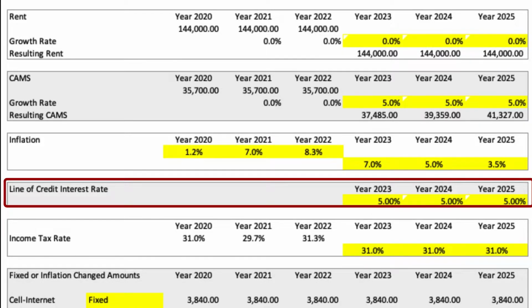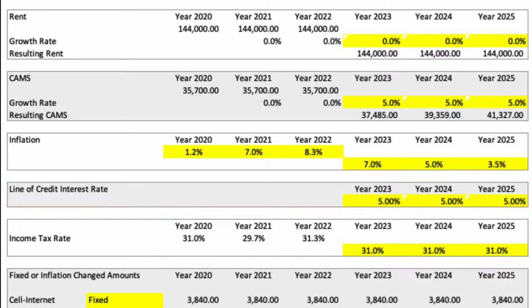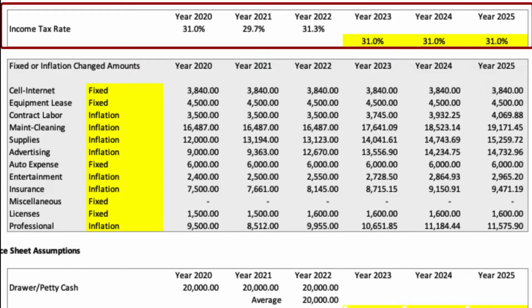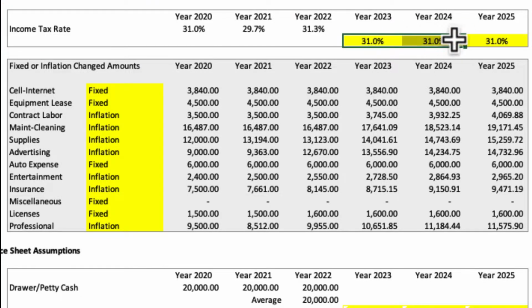If you have a line of credit with your bank, this is where you put in what you think the interest rates are going to be. If your organization pays income taxes directly, then this is where you put what you think the income tax rate is going to be for your company over the next few years.